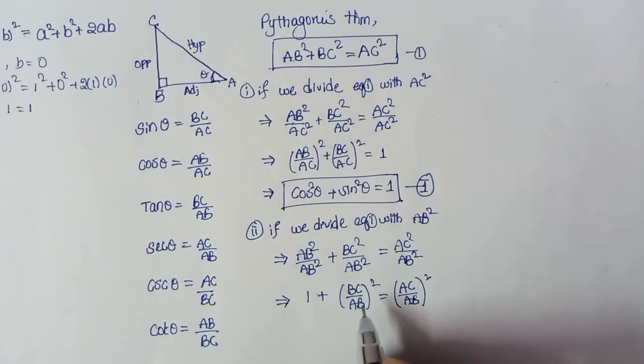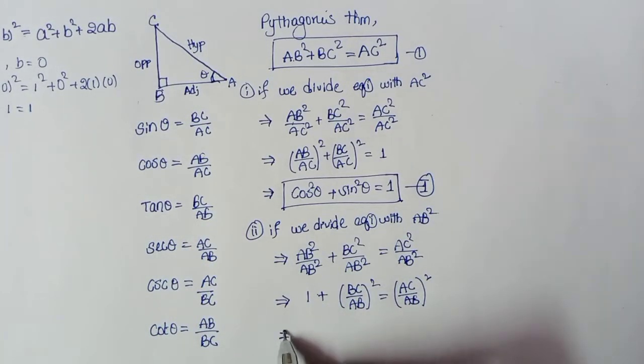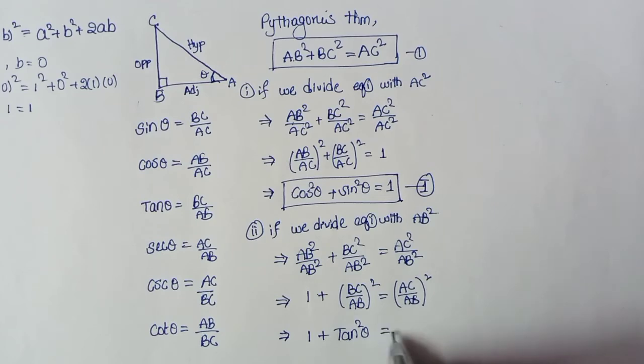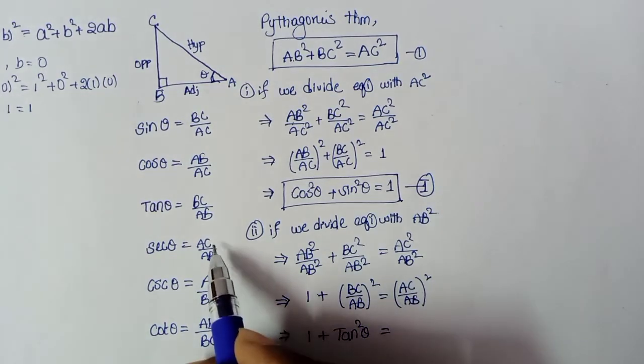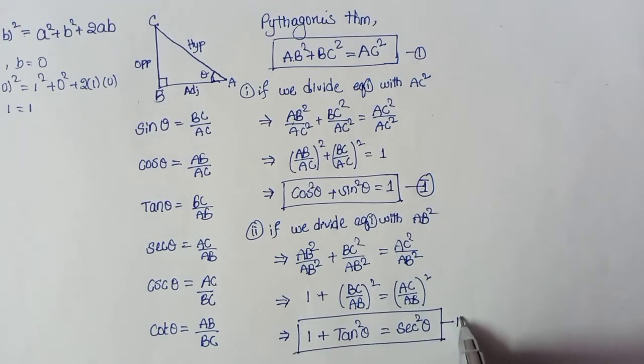What is BC by AB? You can see here BC by AB is tan theta. So 1 plus tan square theta, since BC by AB is tan theta, is equal to AC by AB, which is sec theta. That is equal to sec square theta. This is the second trigonometric identity.